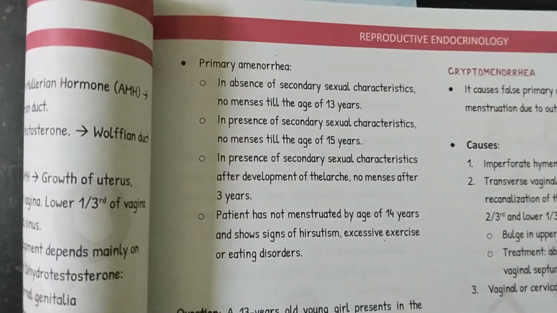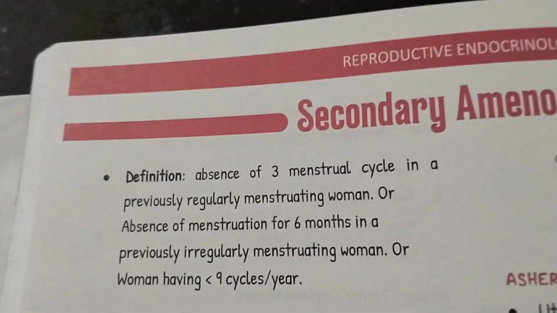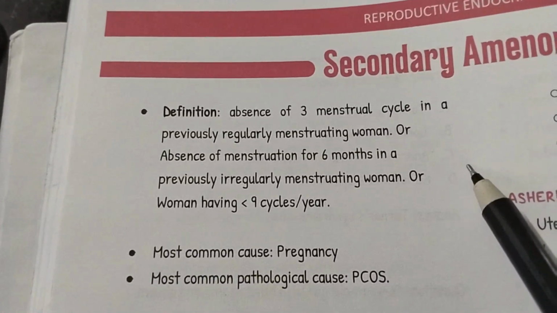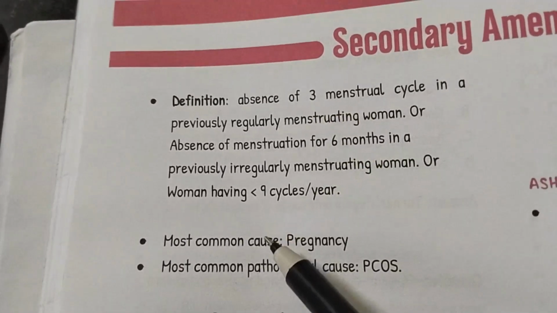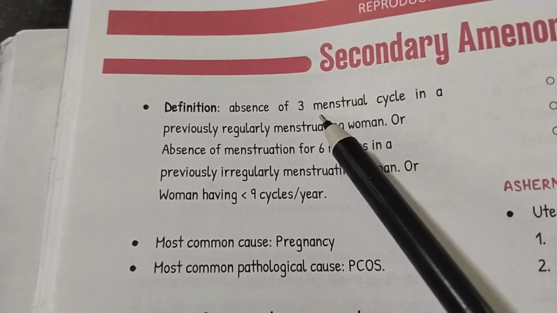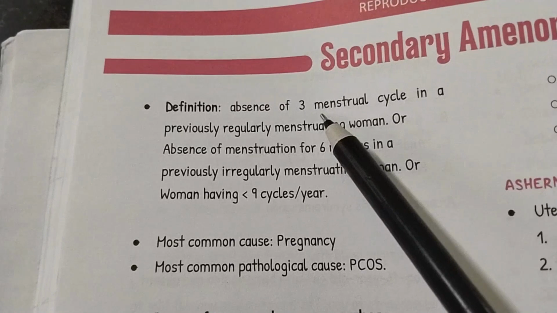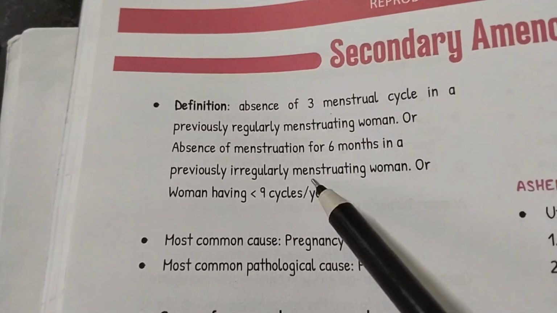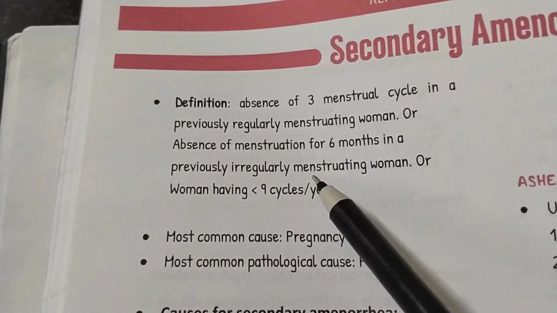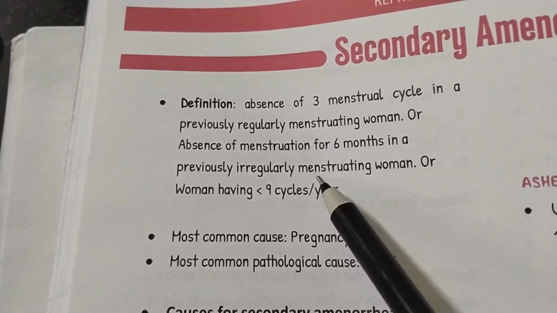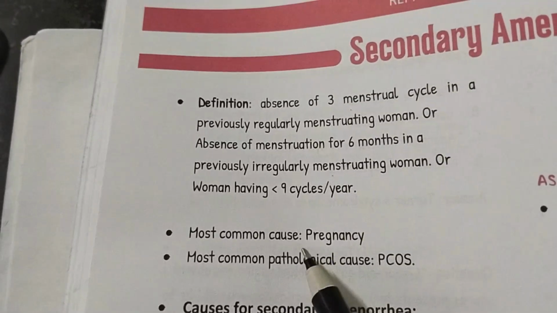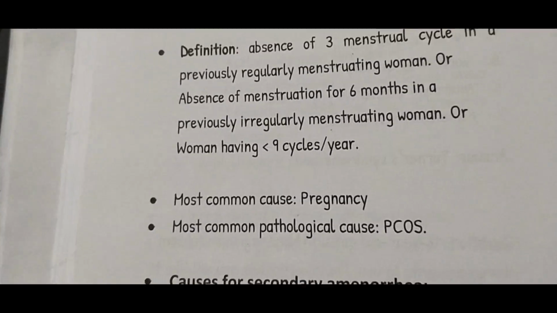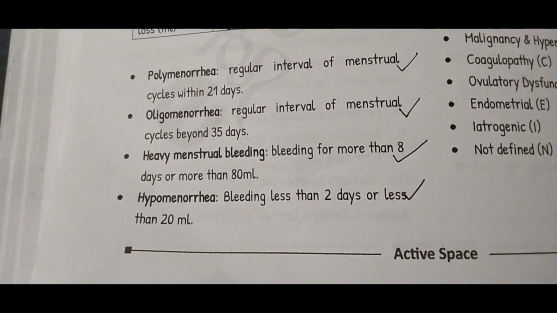Now, let's move on to secondary amenorrhea. So, secondary amenorrhea. इसमें भी आपको 3 numbers याद करने पड़ेंगे, that is 3, 6 and 9. So, if there is absence of 3 menstrual cycles in a previously regularly menstruating women, or if there is absence of menses for at least 6 months in a previously irregular menstruating women, or if there are less than 9 cycles per year, then this is called as secondary amenorrhea.